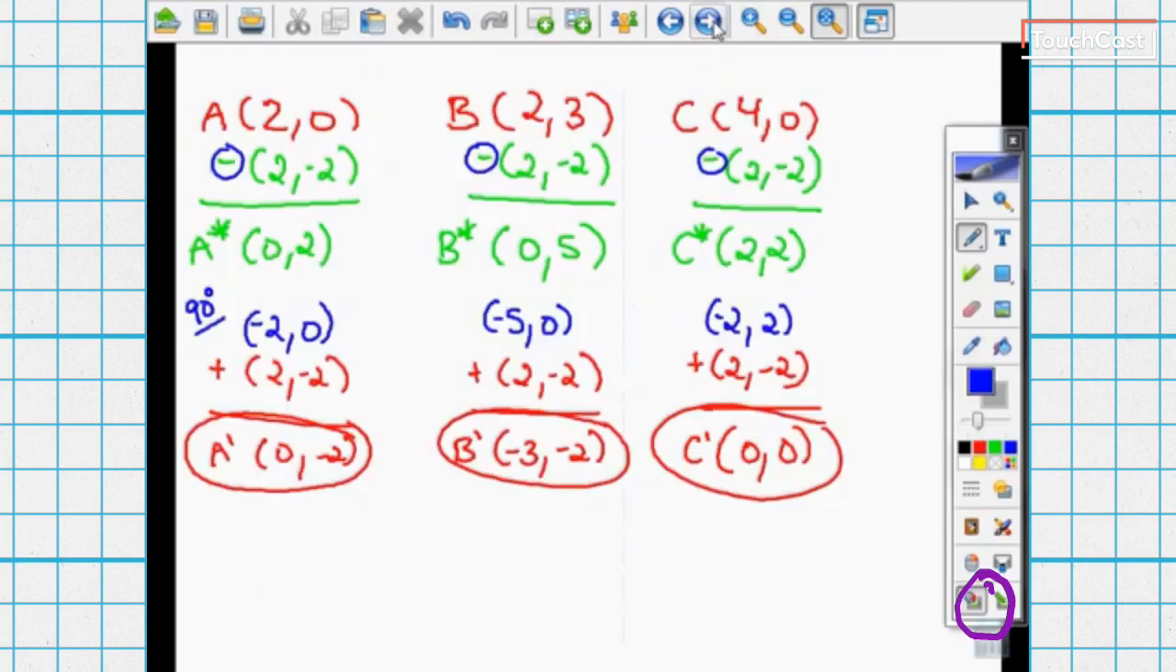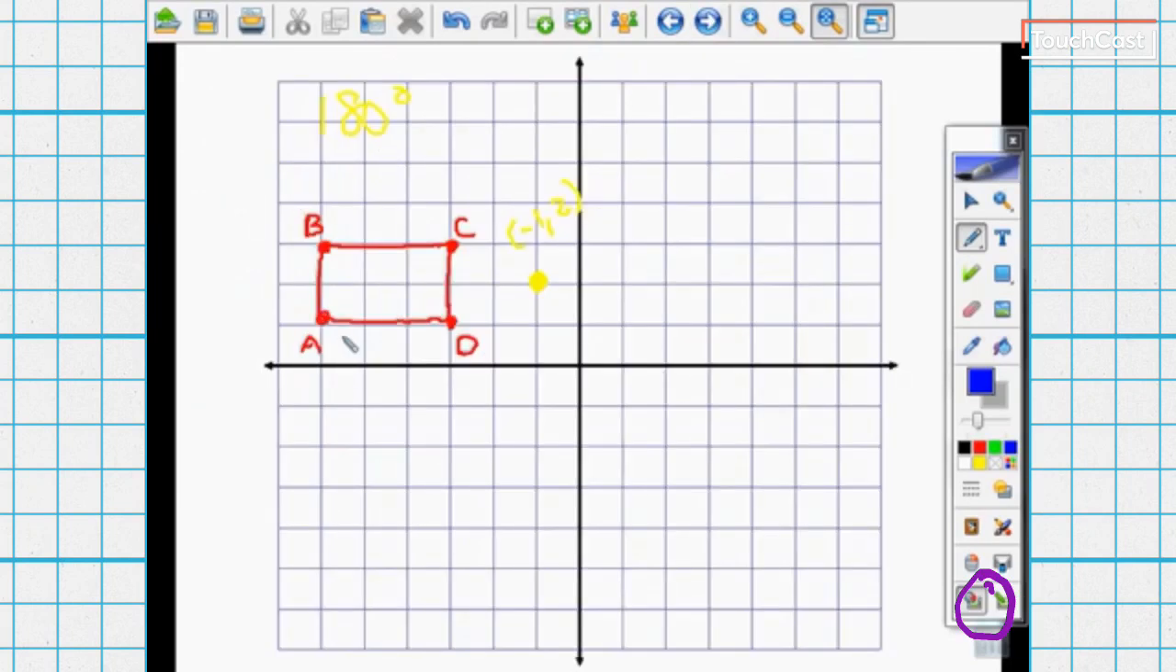Okay, so let me do another example with you. Let's say we have this rectangle ABCD, and we're going to rotate it 180 degrees. And it doesn't matter when you're going 180 degrees if you go clockwise or counterclockwise. And our center of rotation is going to be -1, 2.